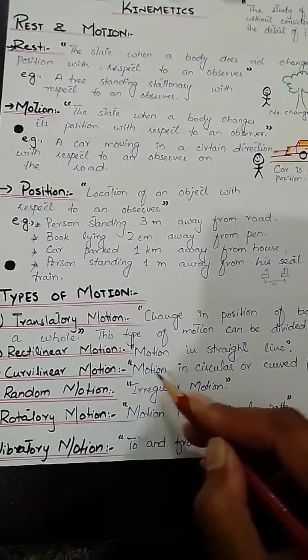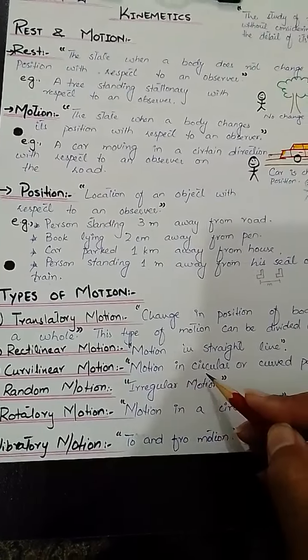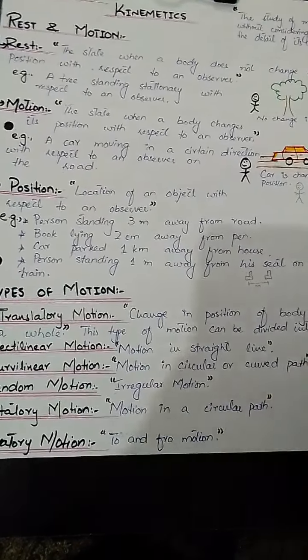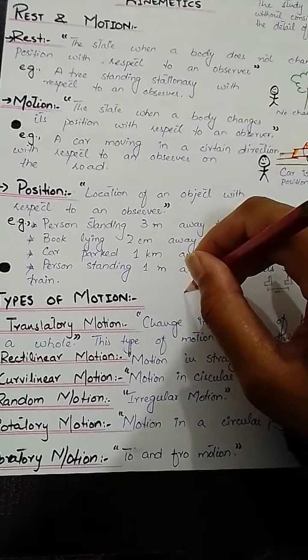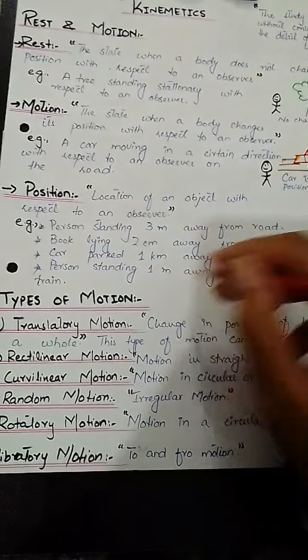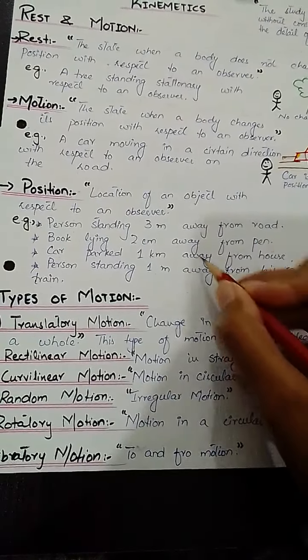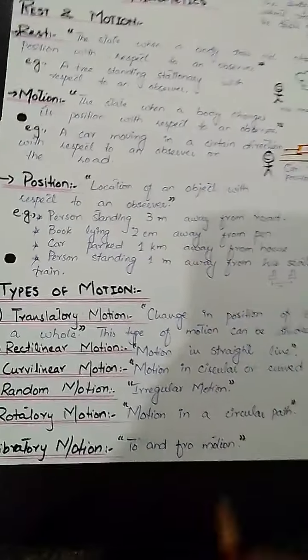Curvilinear motion is just the motion of a body in a circular or curved path. You can take an example of a fan spinning about its axis, or a clock, or a car moving along a curved road.